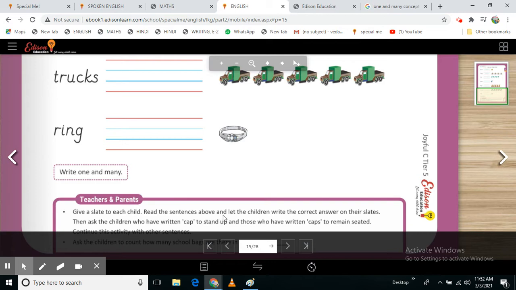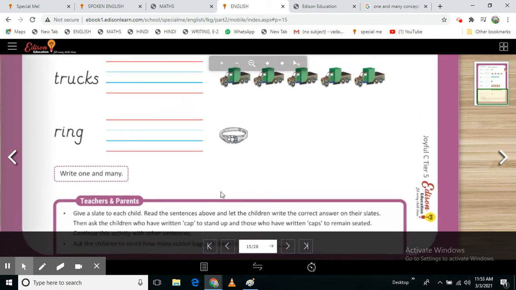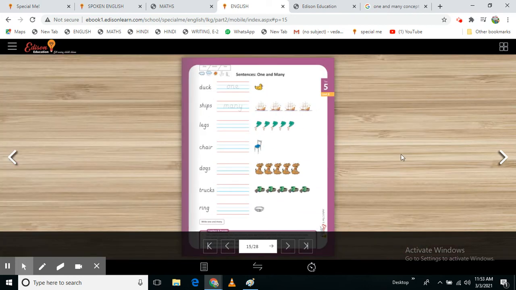Now, give a slate to each child. Read the sentences above and let the children write the correct answer on their slates. Then ask the children who have written cap to stand up and those who have written caps to remain seated. Okay. Now continue this activity with other sentences. Ask the children to count how many school bags there are in the class.